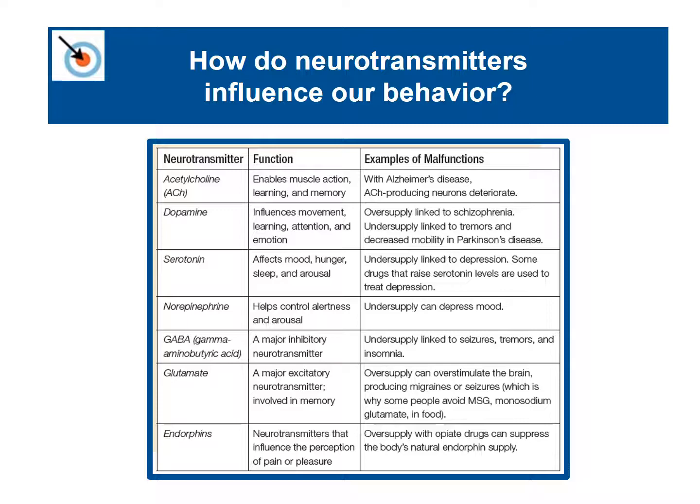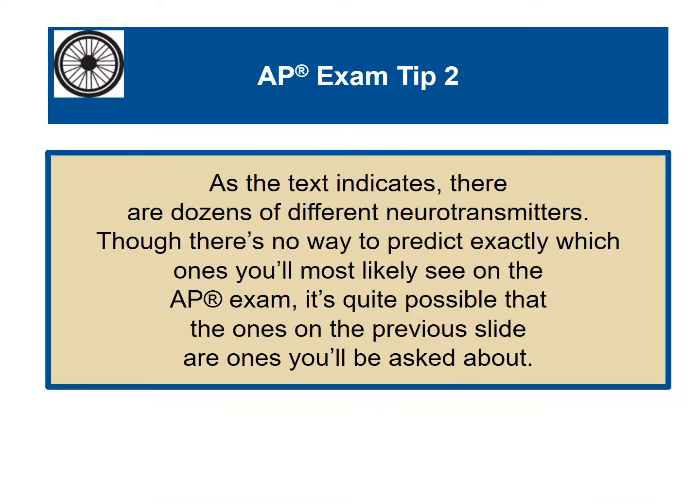But please make sure that you understand these, and we'll do practice in class as well. Before we go on, an AP exam tip. As the text indicates, there are dozens of different neurotransmitters. There's no way to predict exactly which ones you'll most likely see on the AP exam, but it's quite possible that the ones on the previous slide are the ones you'll be asked about. So that's a very good point to make, is that there are more than 7 neurotransmitters, but these are the biggies that we're going to focus on in AP Psych.